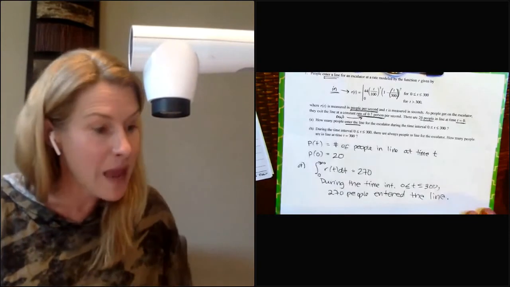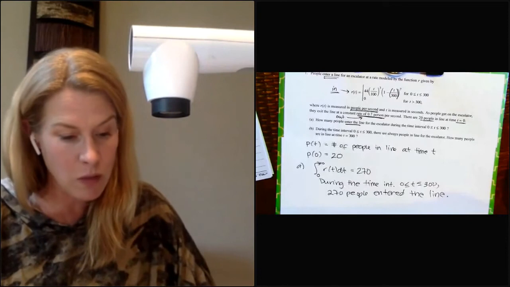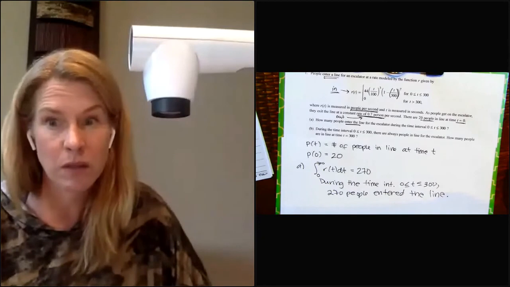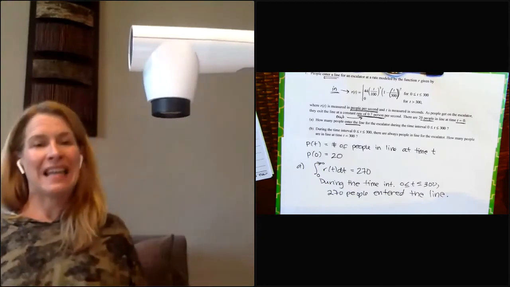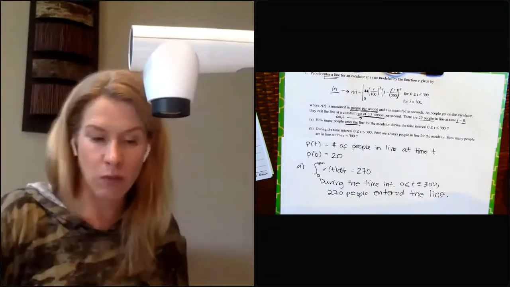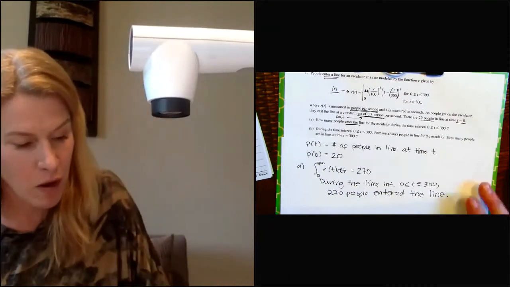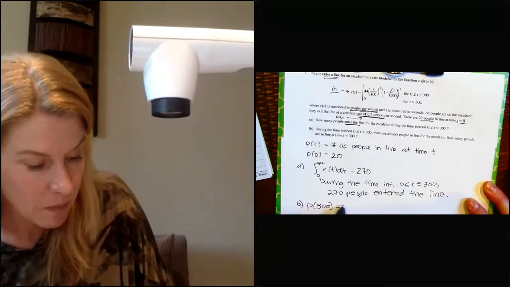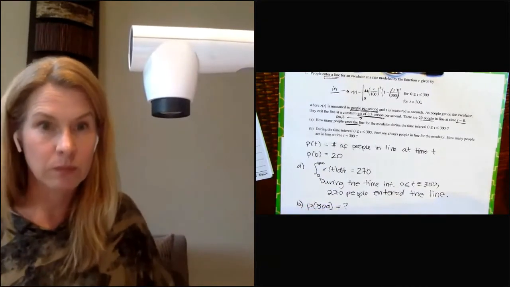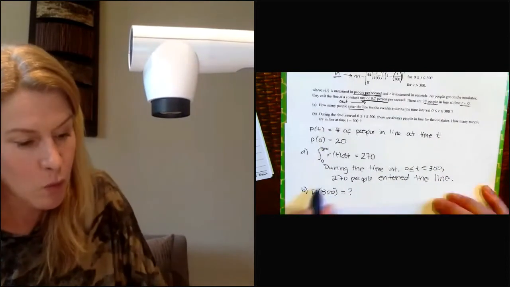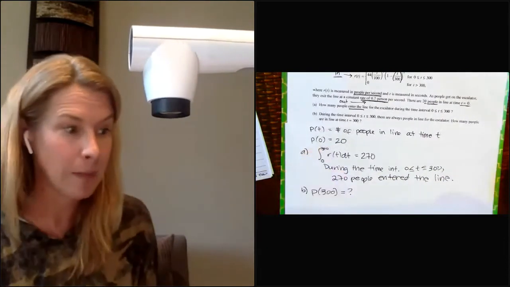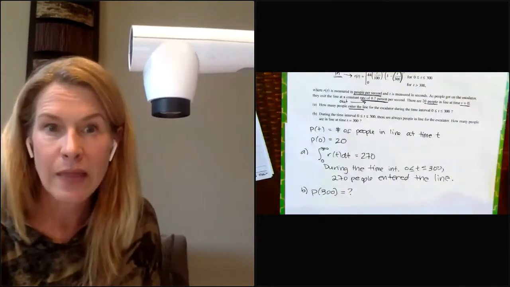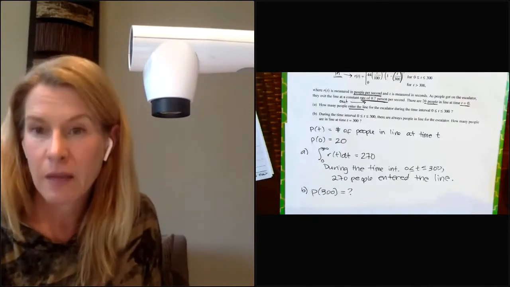All righty. Then part B says, okay, well, during the time interval 0 to 300, there are always people in line for the escalator. This is a really busy building. How many people are in line at time t equals 300? Okay, so for part B, we want to know basically what's P of 300. So any thoughts on that one? Remember, we do know P of 0, so that might come in handy. How are we going to get the number of people in the line at time 300?